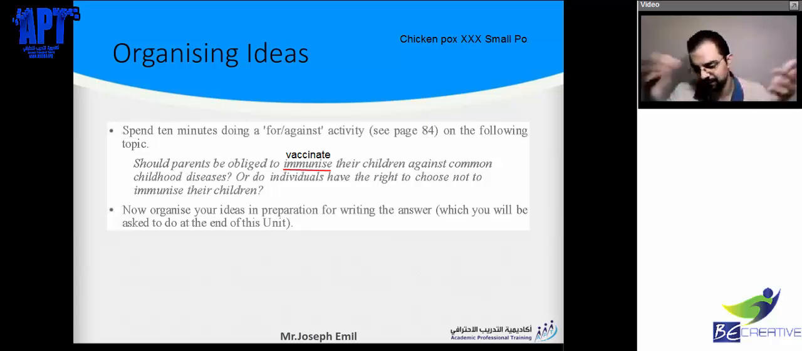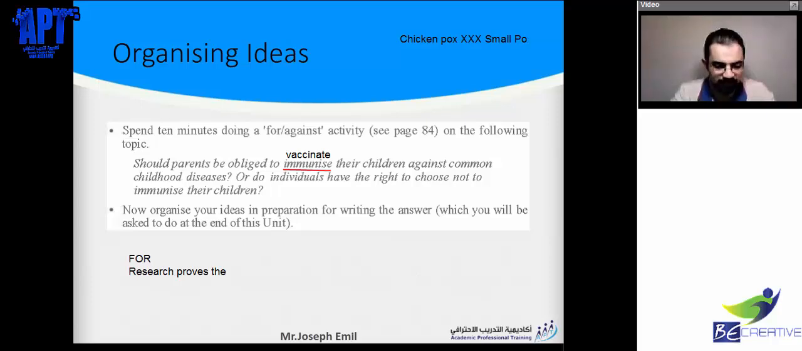So, vaccines. I'm just going to say this for. All right, so research proves the benefits of vaccines. All right, so vaccination helps fight off certain diseases. You can also support this point by saying that many diseases have been eradicated thanks to vaccines.